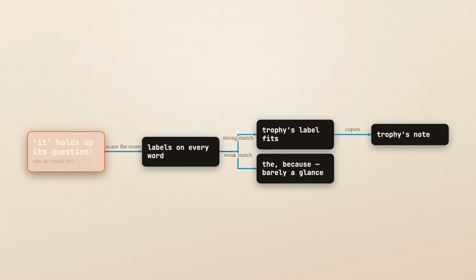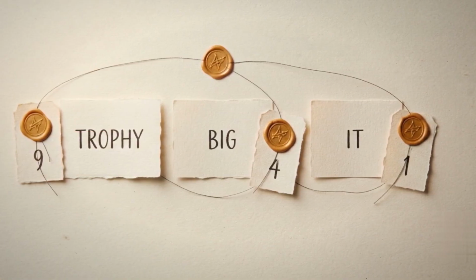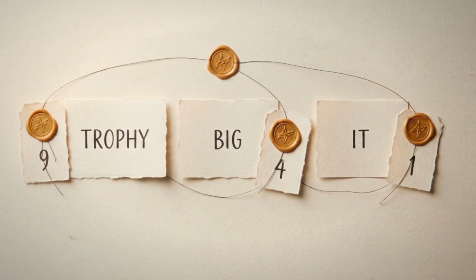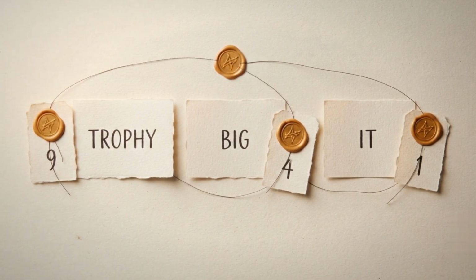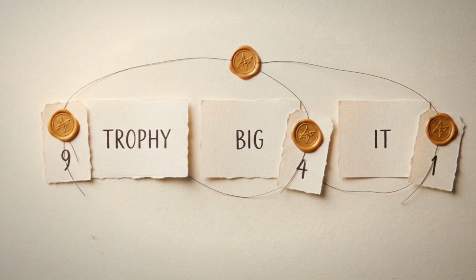Let's make it concrete with tiny numbers. You'll see there's nothing hiding. 3 words, trophy, big, and it. We want to update it. So we take its question and score it against every word's label. Say we get, trophy scores 9, big scores 4, and it scores 1 against itself.